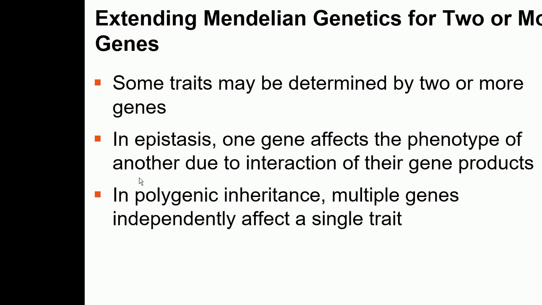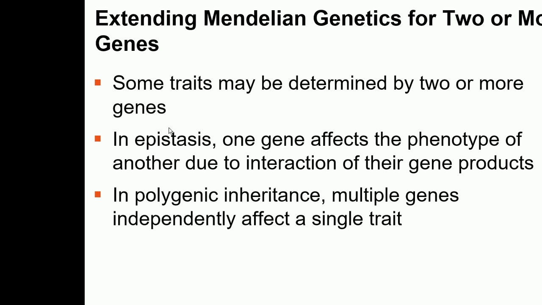And now we're going to talk about what is epistasis and what is polygenic inheritance. Epistasis is that inheritance pattern in which one gene affects the phenotype of another. So there are two genes, and both genes form some products. Those products interact with each other, and then they influence the expression of some character. So for the expression of some character, if two genes are involved, they influence the expression of each other.